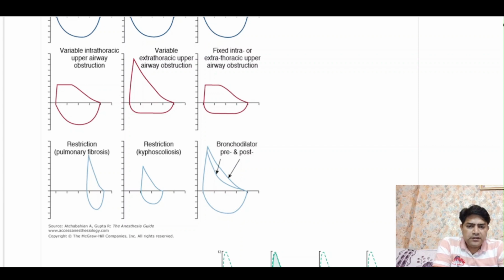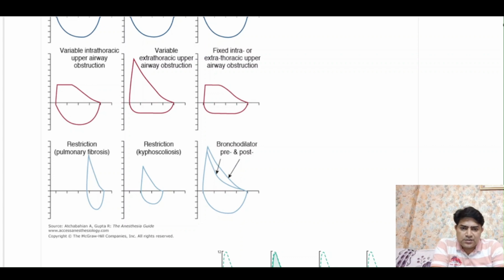Now in the figure below you can see something like bronchodilation pre and post. That is very important, which will be dealt with somewhere else. In bronchial asthma and COPD, the bronchial asthma responds to the bronchodilator, whereas the COPD does not respond to the bronchodilator. That change will be seen if the patient has bronchial asthma, but in COPD that's not the case.